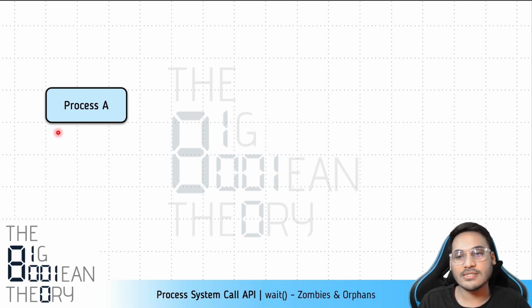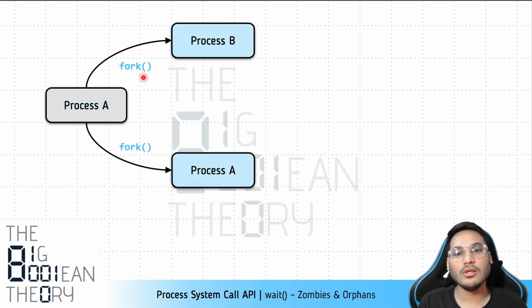Here we have a process A, right? And as I said, we need at least two processes to have the wait system call. Let's say this process A invokes the fork system call and creates a new process. This is process B, which is the child of process A. When the fork system call is executed, the operating system creates a copy of process A, which is process B, and there exists a parent-child relationship between them. Process A is the parent, process B is the child. So now we have two processes in the system, right?